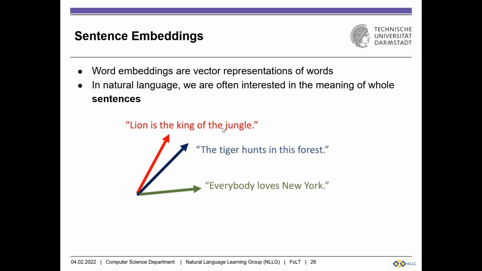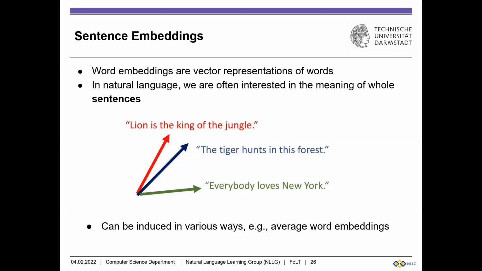We have 3 sentences here. Lion is the king of the jungle. The tiger hunts in the forest. Everybody loves New York. So those are 3 different sentences, and we assign each of those sentences 1 vector, right? And then we compare how similar lion is the king of the jungle is to the tiger hunts in the forest, and how similar it is to everybody loves New York. Well, intuitively, we would say those two are more similar, and that's also what we see in those vectors. The angle is smaller here than it is between those other 2 vectors.